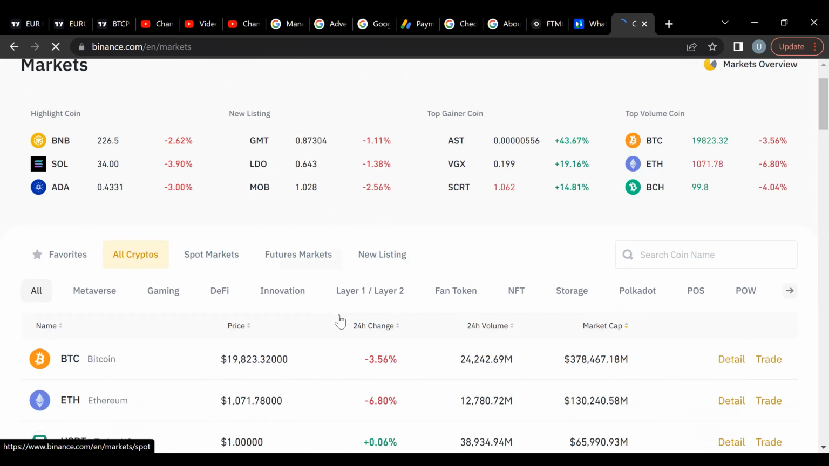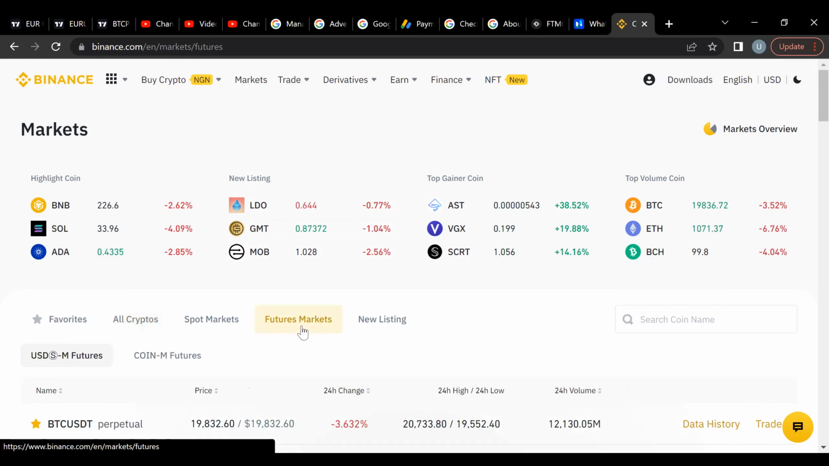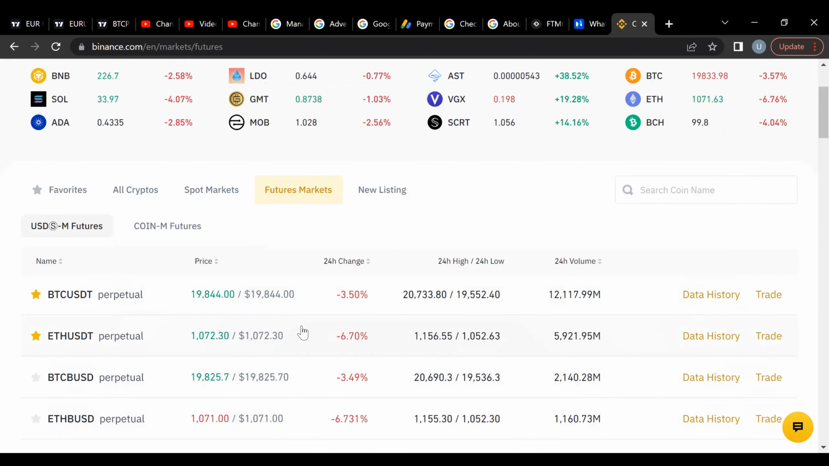Okay, now for you to trade futures, there are a lot of ways you can do it. If you're using your phone, for example, you will see those icons at the bottom of the home page. When you open the Binance app, you will see home, market, trade, and futures. So you just tap on futures. It's going to take you straight to the futures page. All right, so this is the futures page.